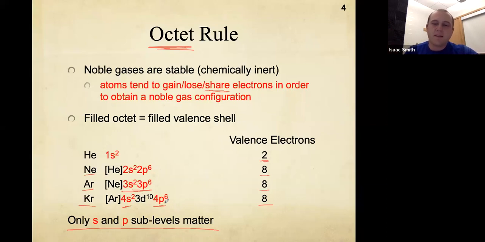But basically, from this side, just understand that most atoms and elements are going to want to have 8 valence electrons. Okay.